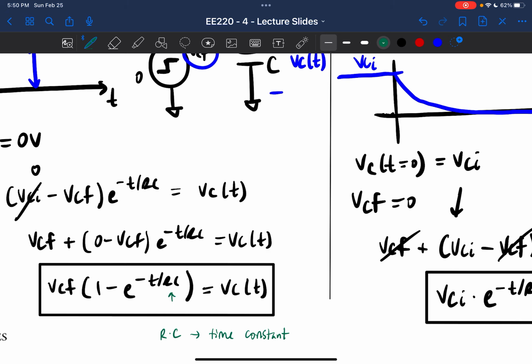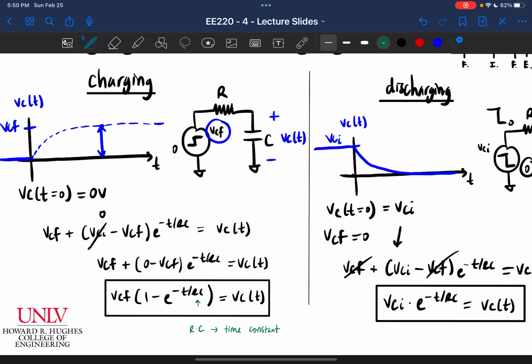Basically, the larger that RC is, or the larger that the time constant is, the longer this growth or decay will take in order for the capacitor to reach its final value, okay? The same will happen in RL circuits when we get there, but it'll be a different time constant that involves the inductance, obviously, rather than the capacitance.